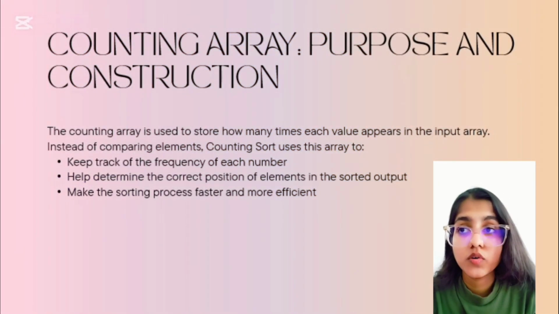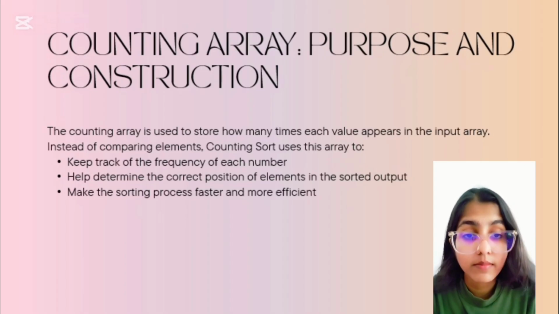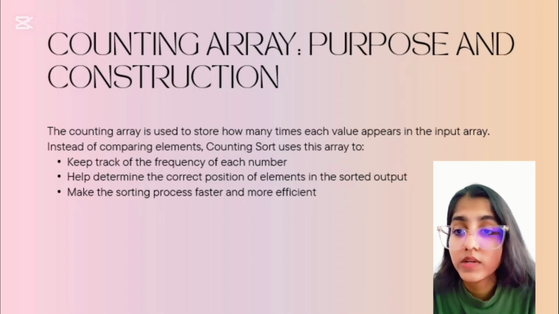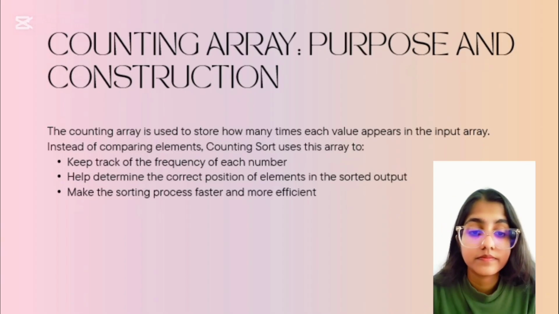Now I'll explain the purpose of the counting array. The counting array is used to store how many times each value appears in the input array. Instead of comparing elements, counting sort uses this array to keep track of the frequency of each number, helps determine the correct position of elements in the sorted output, and makes the sorting process faster and more efficient. Finally, the main purpose of the counting array is that it tells us how many times each value occurs.